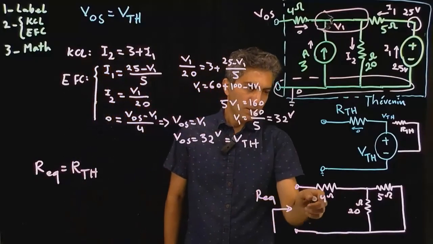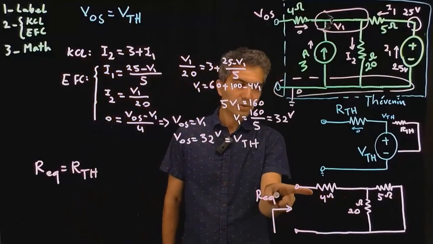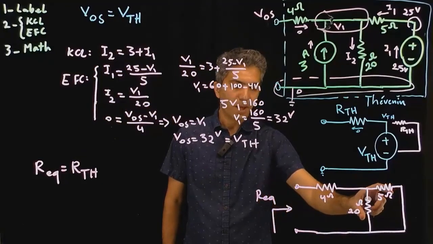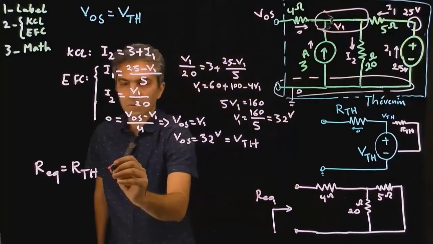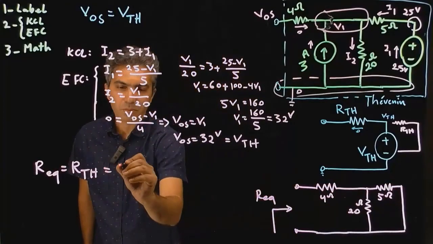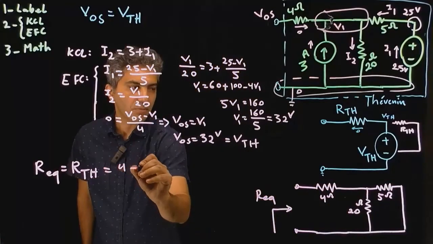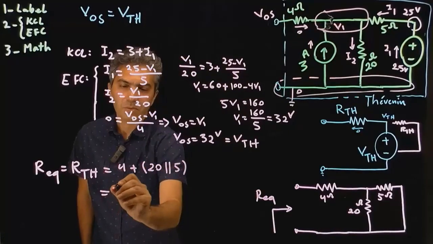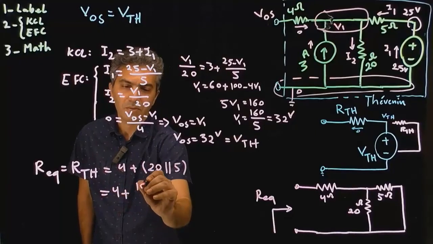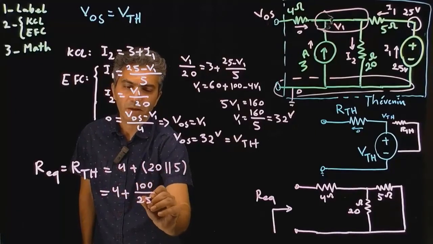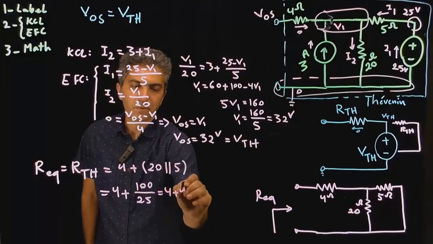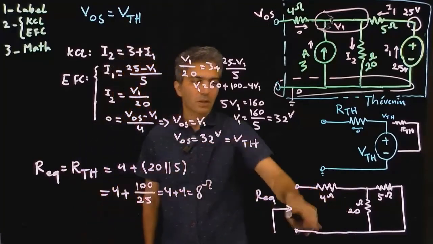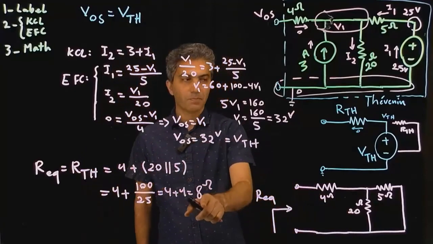It's quite simple to do this. There is this resistor in series with these two resistors in parallel. So that would be 4 ohm plus 20 in parallel with 5. That would be 4 plus 100 divided by 25, which is 4 plus 4, and that's 8 ohm. So the equivalent resistance of this circuit at this point would be 8 ohm.